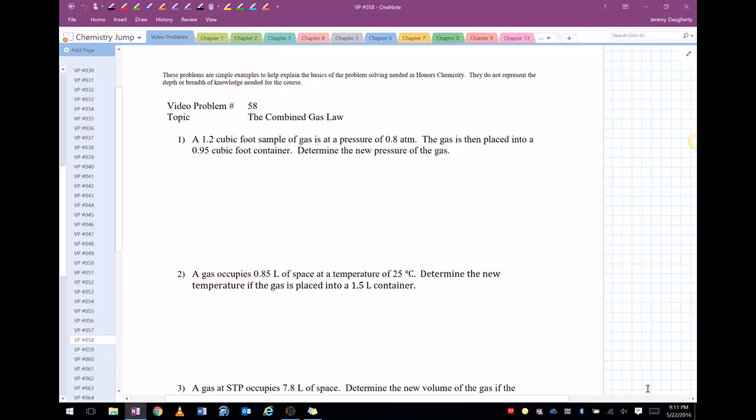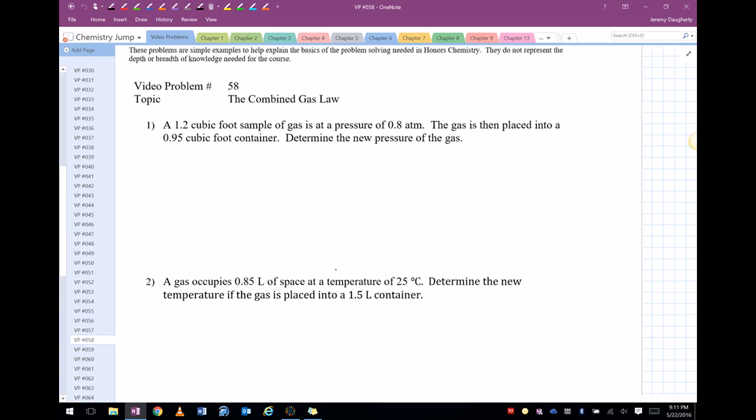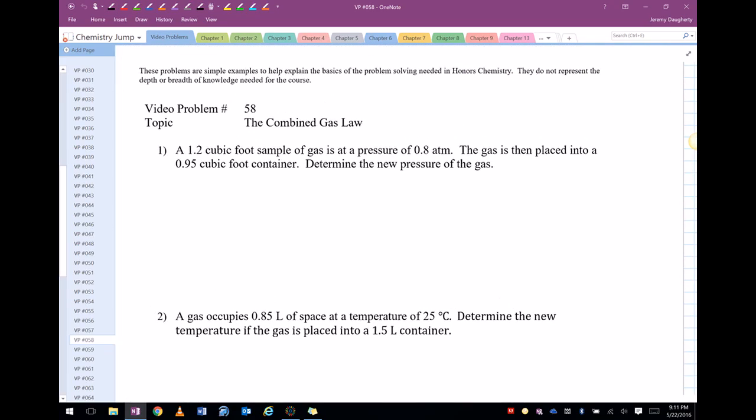Hey, video problem 58, topic: the combined gas law. I don't really do the gas laws by themselves. I just typically do the combined gas law, which is P1 V1 over T1 is equal to P2 V2 over T2, because this has all the gas laws, hence the term combined gas law. So it just makes it easier to only use this one equation.